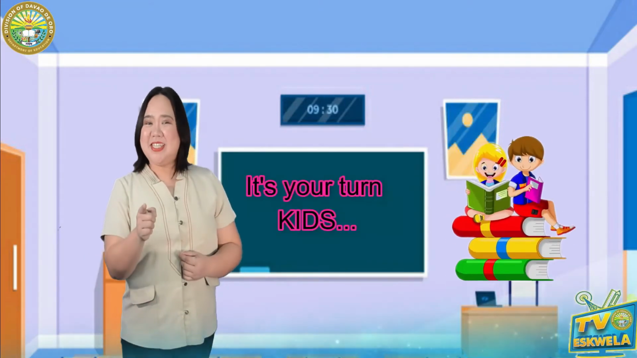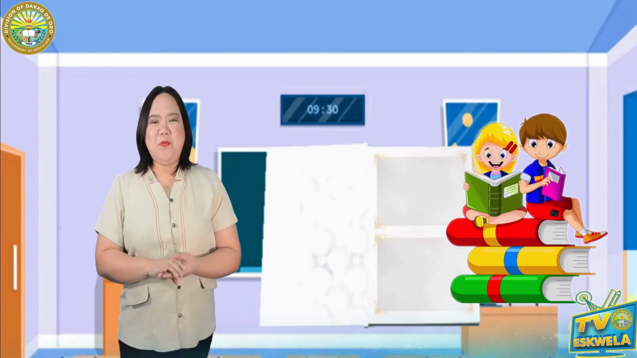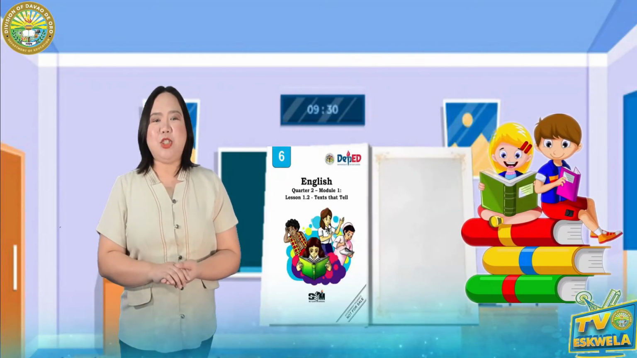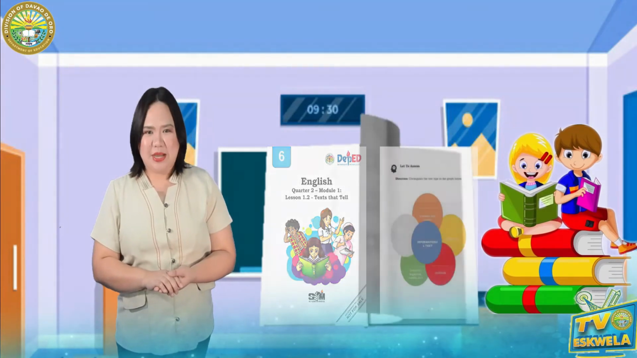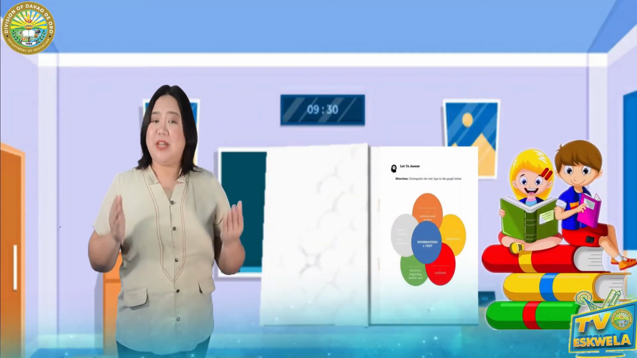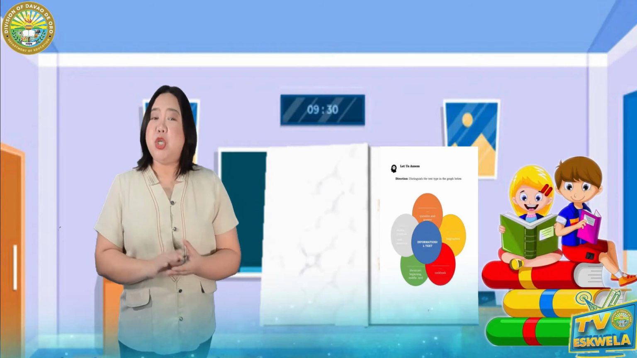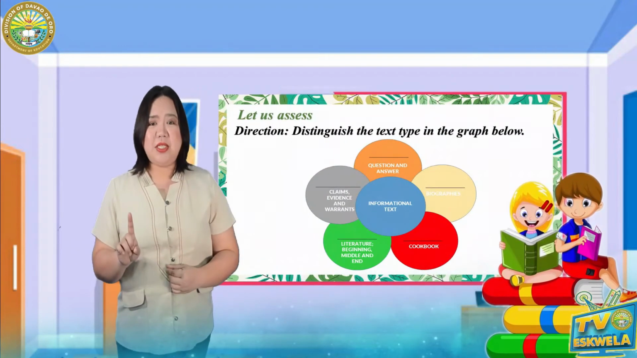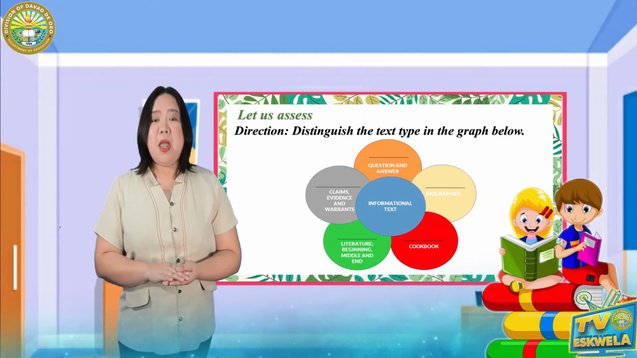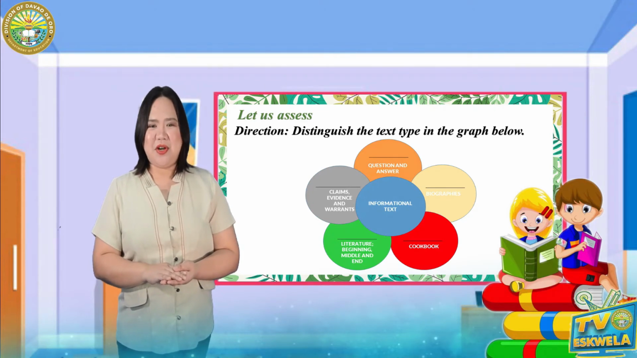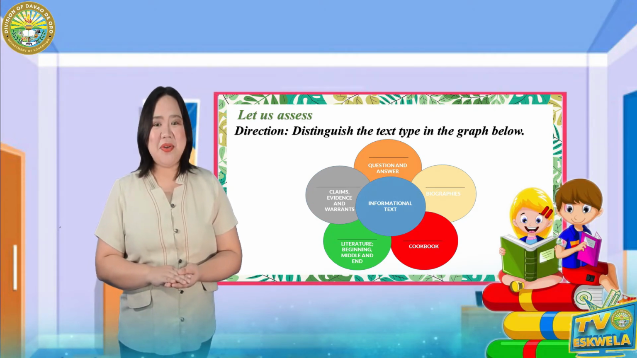Now, it's your turn, kids. Open your Quarter 2 English Module 1.2. Let us assess on page 7. This part of the activity is tiring. You can decide which one of the 2 activities you like most to answer. But we will still check both activities. The more answers to discover, the better learning you can gain.